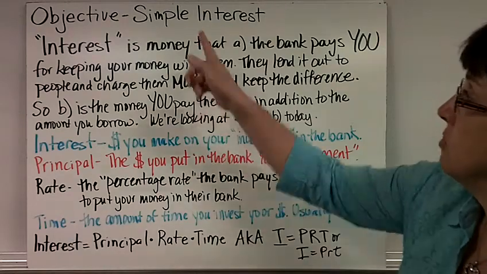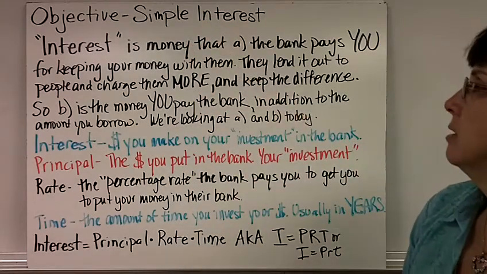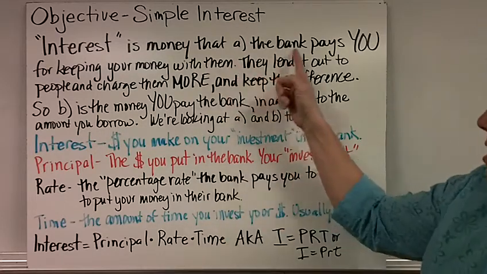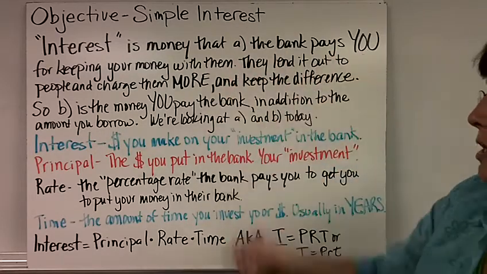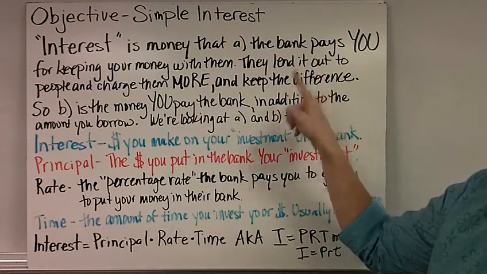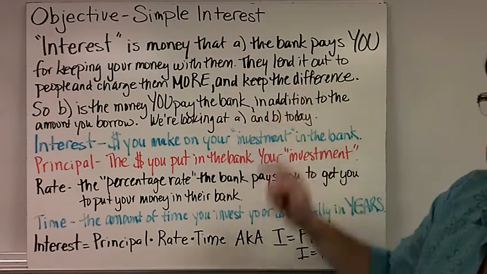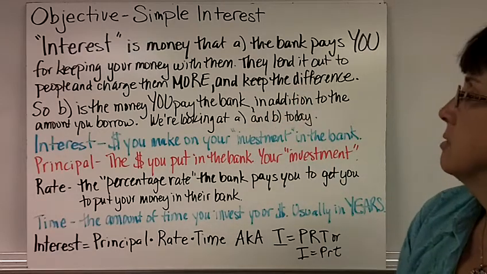Today's objective is simple interest. Interest is the money that either A, the bank pays you for keeping your money with them, they lend it out to people and charge them more, and they keep the difference. That's how the banks make money, one of the ways.